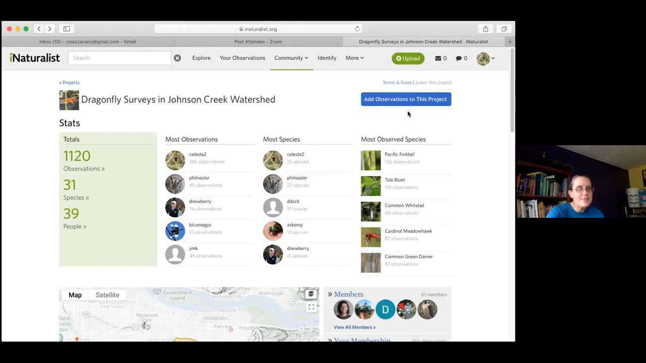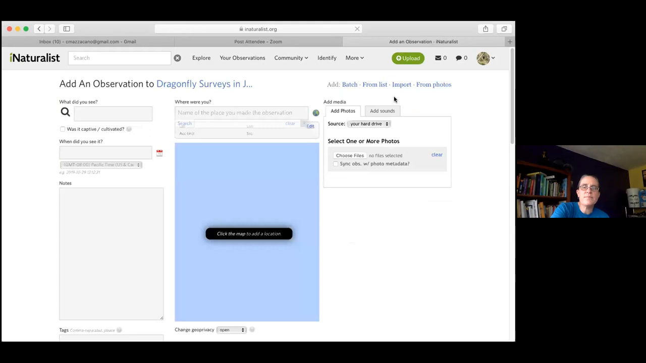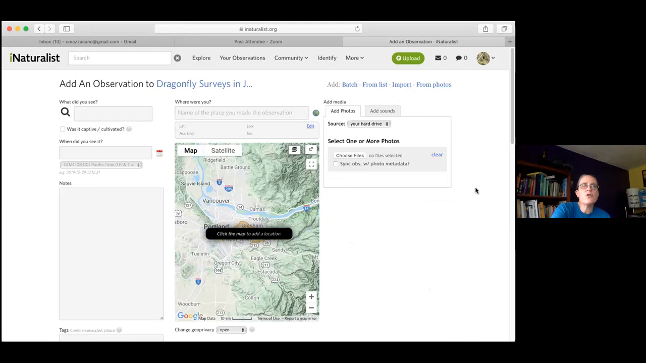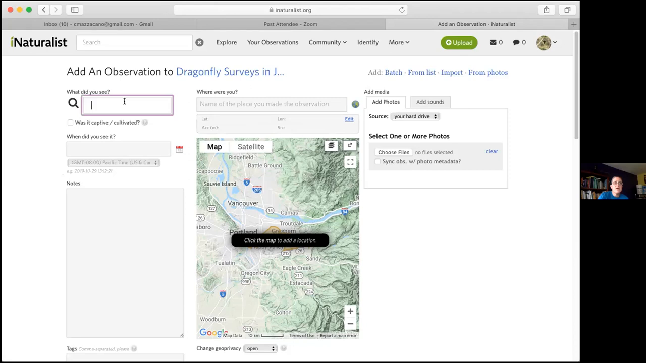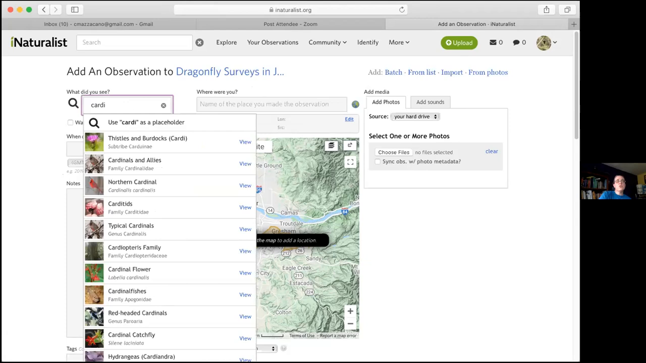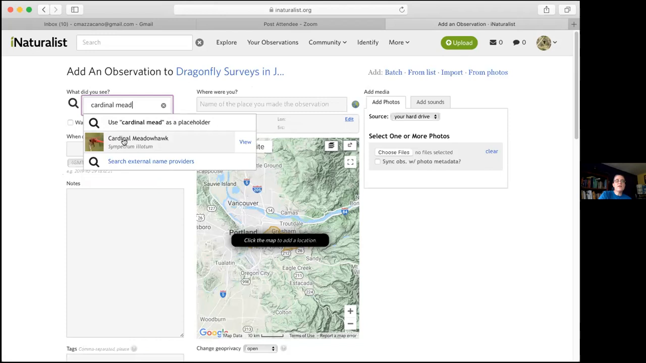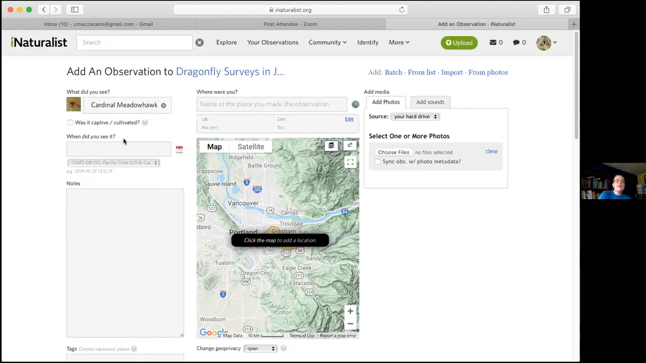And once you click on add observations to this project, you will see the top part of the screen that comes up is standard for absolutely any observation you would ever report on iNaturalist. This is their baseline, right? So what did you see? Let's say that the first species I saw was a cardinal meadowhawk. You can see that as soon as I start to type in the common name, various things that might match it come up. So I can keep typing. And there's cardinal meadowhawk. The reason that they have these drop-down menus is to prevent people from putting in something that's misspelled, okay?